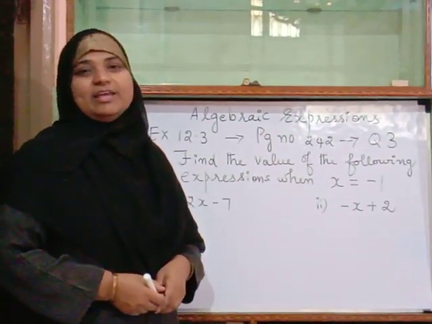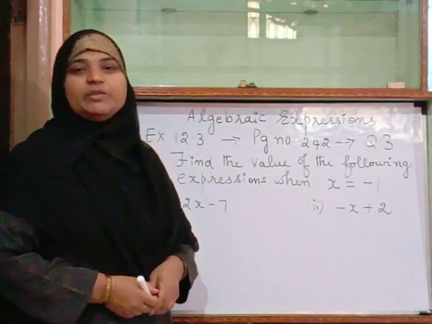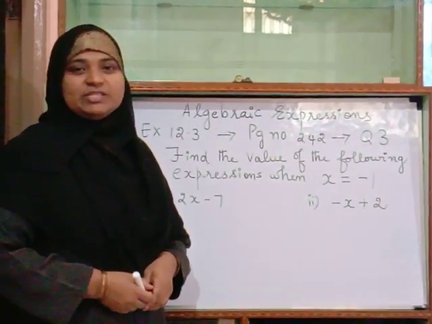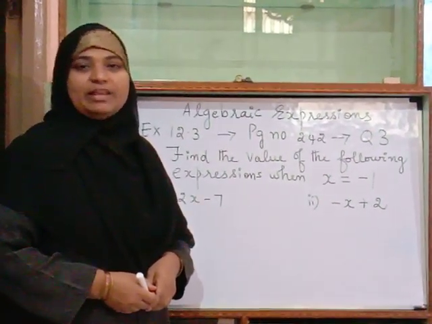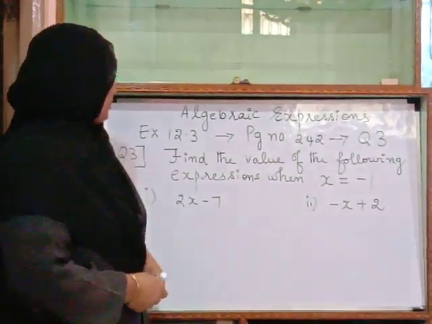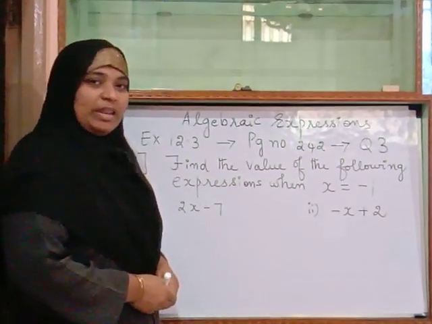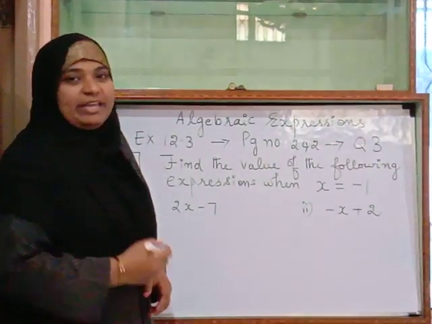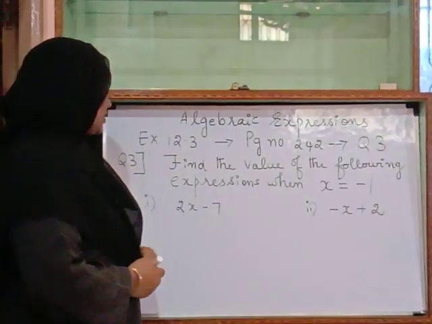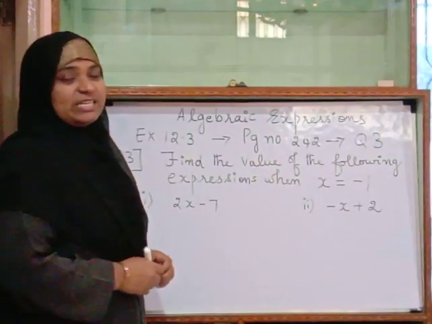Guna Surya channel. In this video, we are going to see algebraic expressions, exercise number 12.3, question number 3. Find the value of the following expression when x is equal to minus 1. The first question is 2x minus 7.